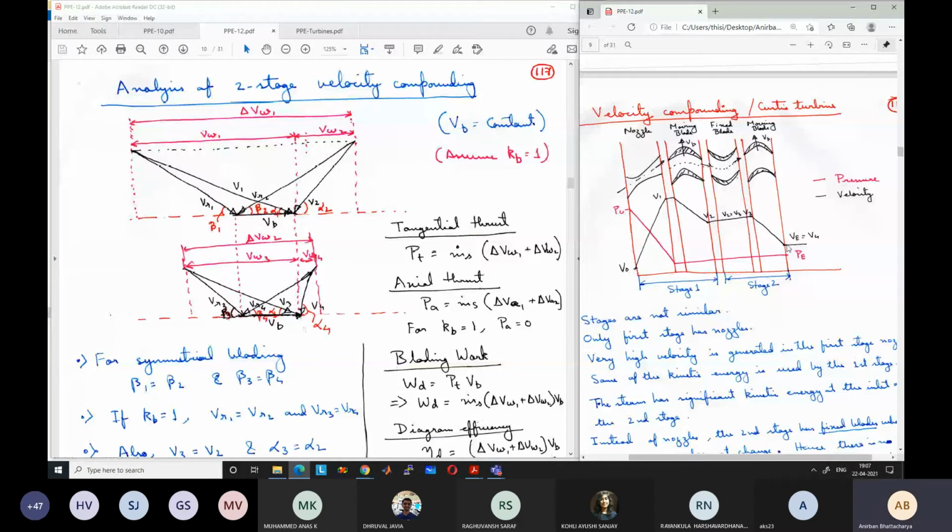At the exit of the second stage rotor, the velocity is V4. Okay. So V1 and V2 are the inlet and exit velocities of the first stage rotor. V3 and V4 are the inlet and exit velocities from the second stage rotor. Okay. So let us draw the velocity diagram.